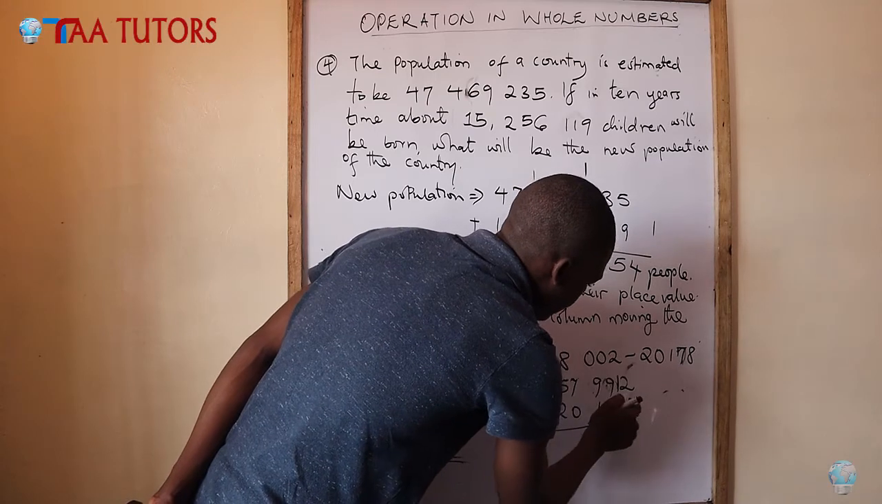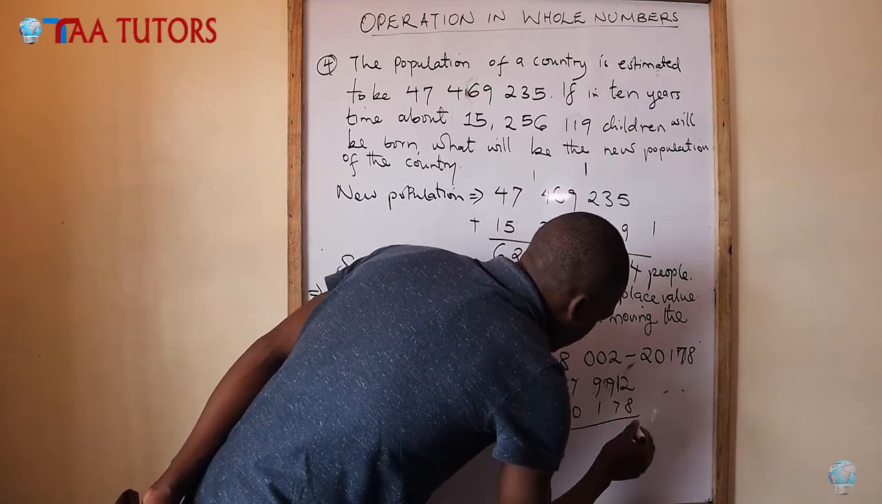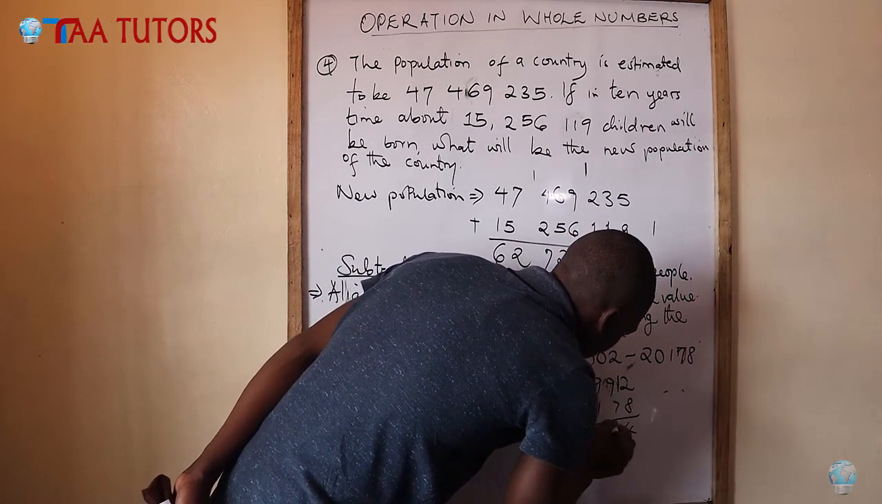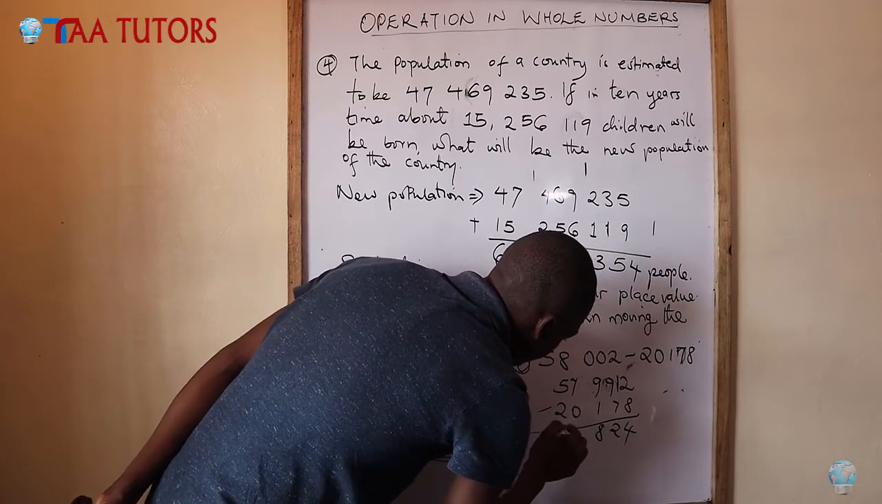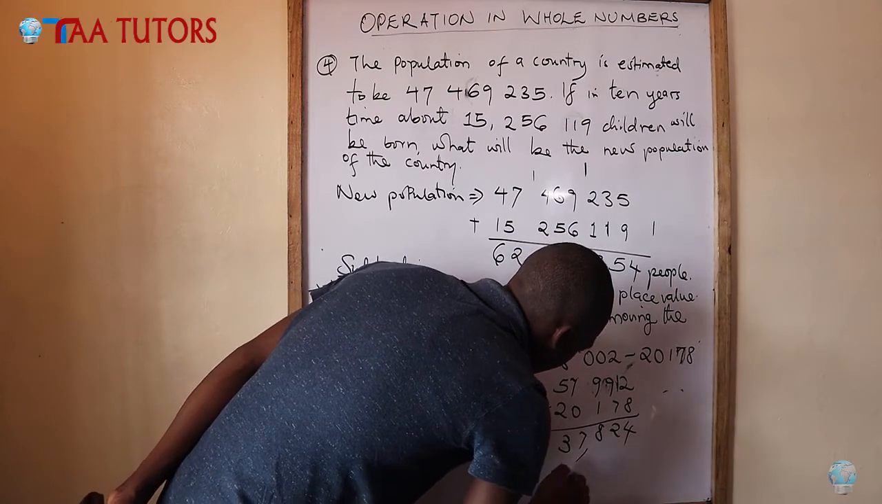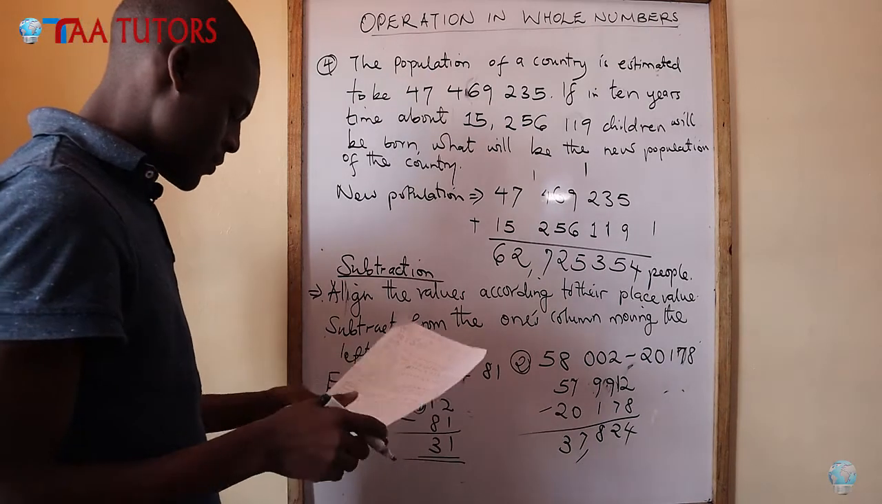Now 12 minus 8 will be 4. 9 minus 7 will be 2. 9 minus 1 is 8. 7 minus 0 is 7. Then 5 minus 2 is 3. Our answer is 37,824.